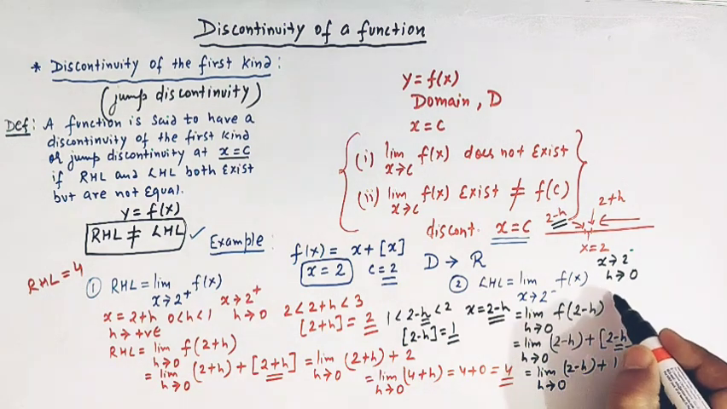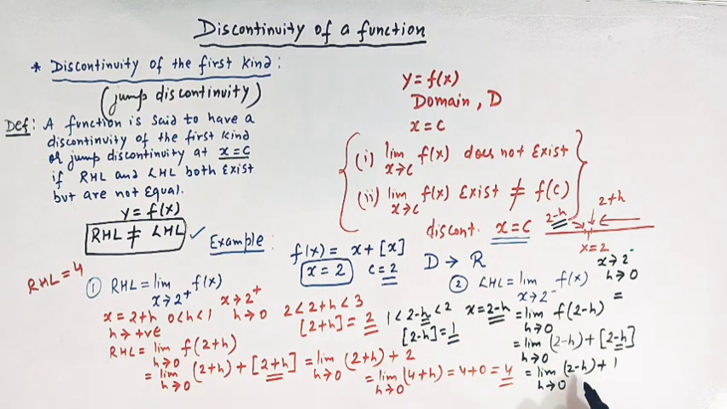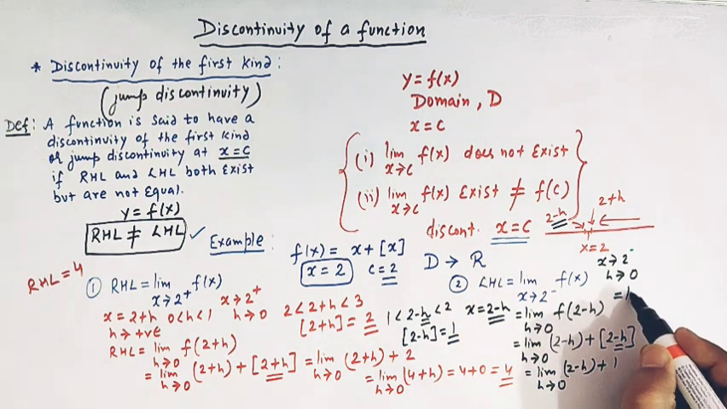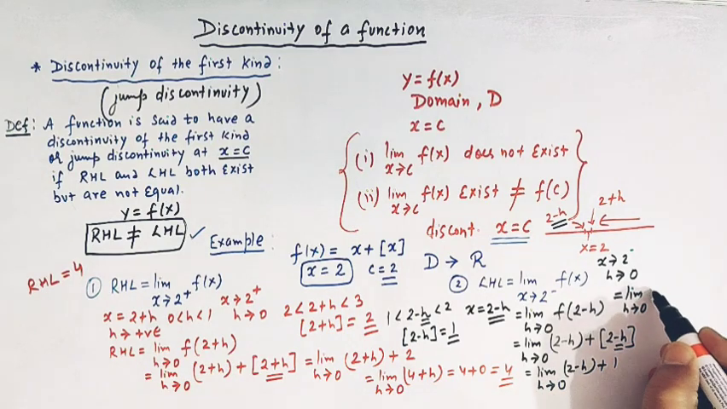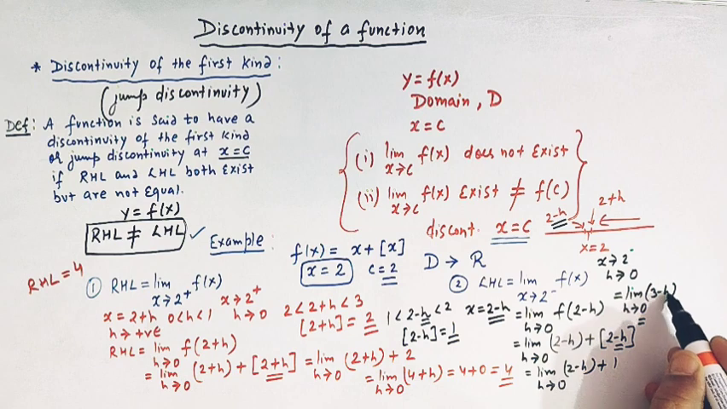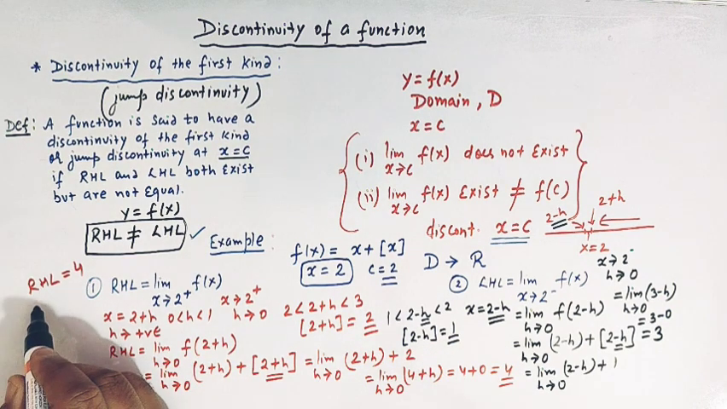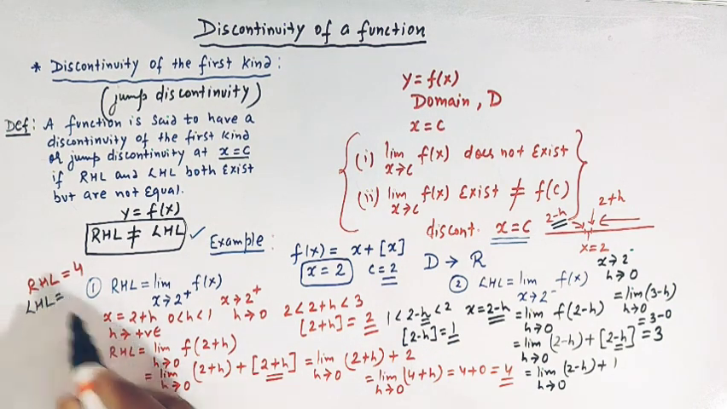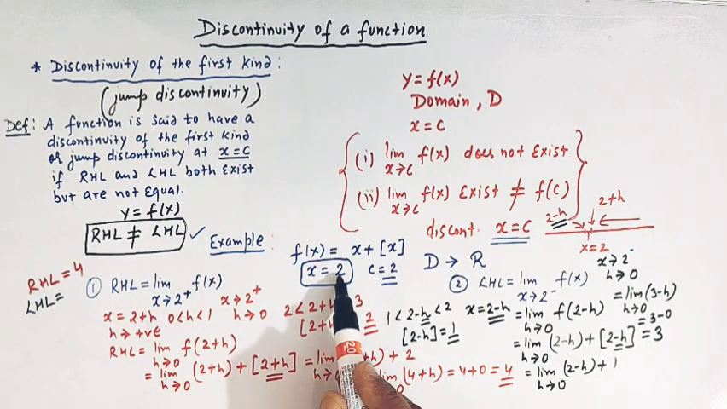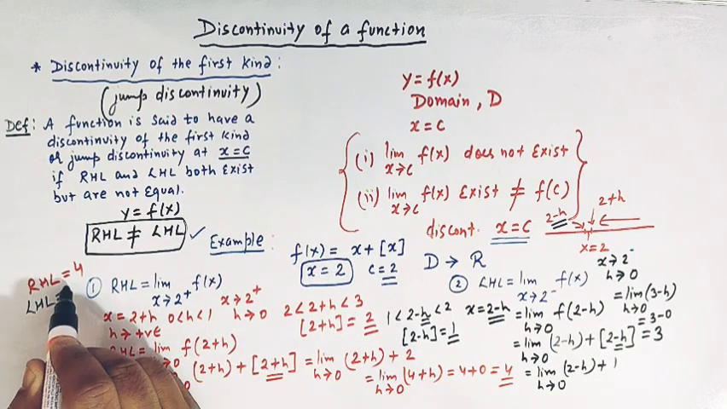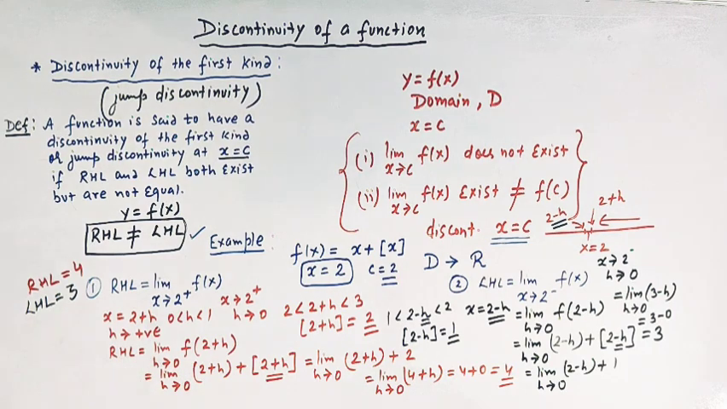So the left hand limit is limit h tends to 0, and here we have 2 plus 1, 3, so we have 3 minus h. Now h tends to 0, so we have 3 minus 0, that is equal to 3. So we see that the left hand limit of this function when x approaches 2 is equal to 3.